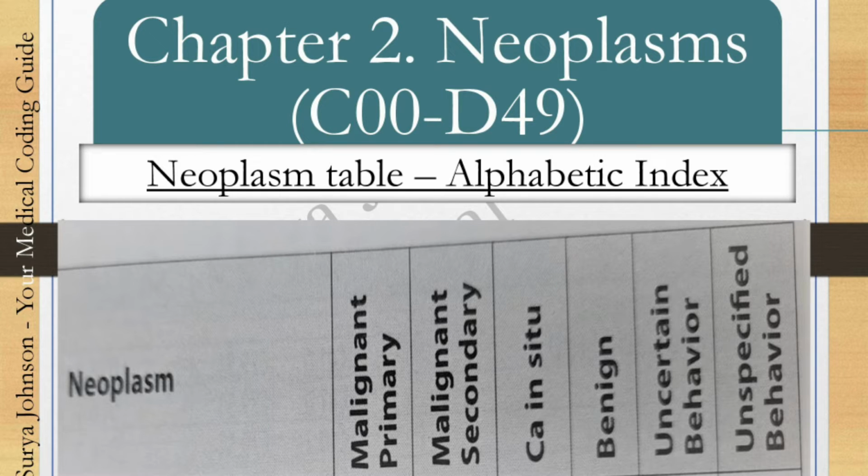In this table you can also find another one, unspecified behavior. So, what is unspecified behavior? The doctor didn't mention what kind of neoplasm it is. It is benign or malignant or whatever it is, even uncertain. The doctor didn't conclude or didn't document. In this scenario, first you should always query the physician, and even after querying the physician, if it is not clear, then you should go for the unspecified behavior.